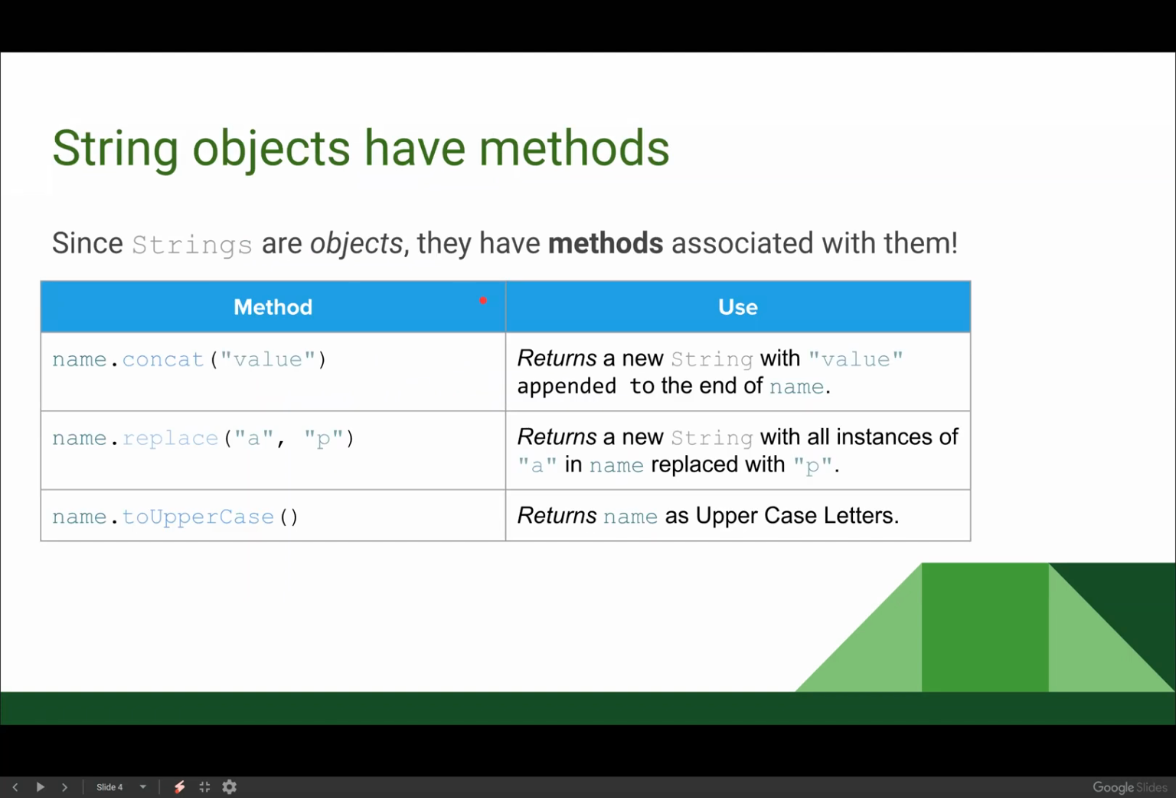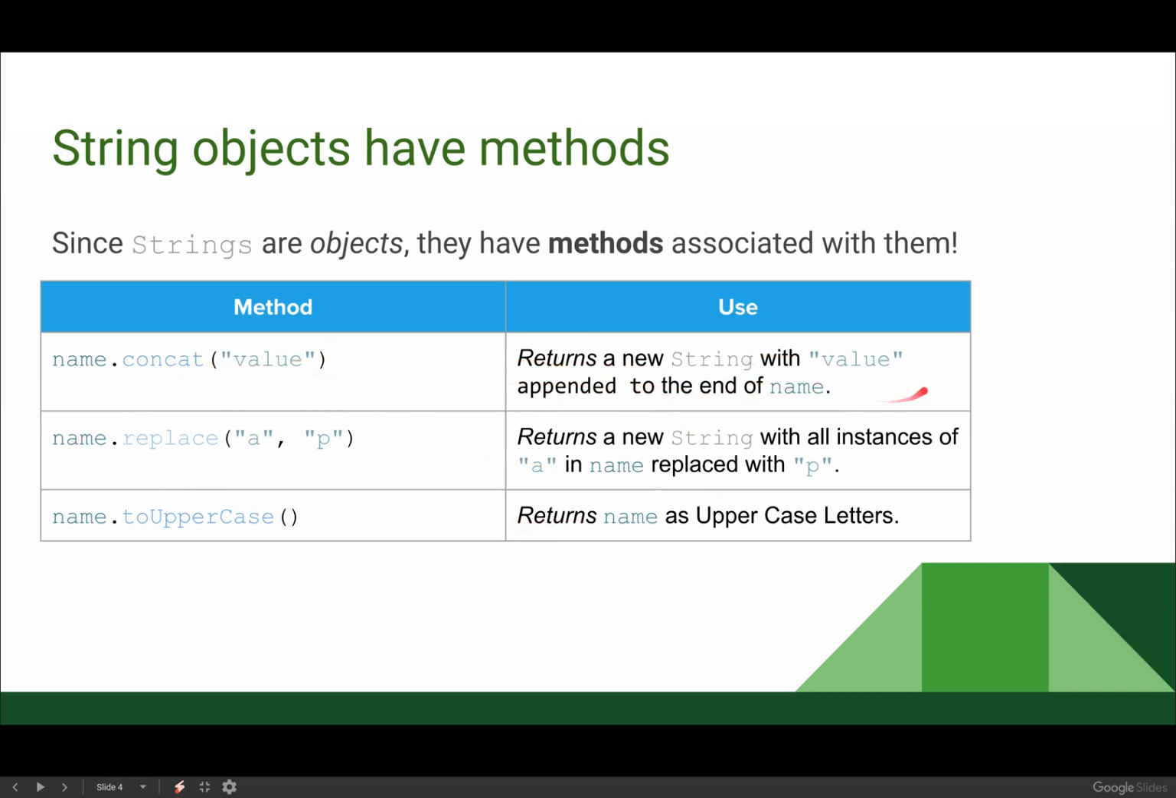Since strings are objects, they have a variety of methods associated with them. And there we can find a long list of all the methods if we look up the documentation. Next class, we're going to go into more depth about some different string methods. But for now, let's just look at these three. We've got concat, we've got replace, and we've got toUpperCase. And all three of these are going to return a string with some value appended or with some change made.